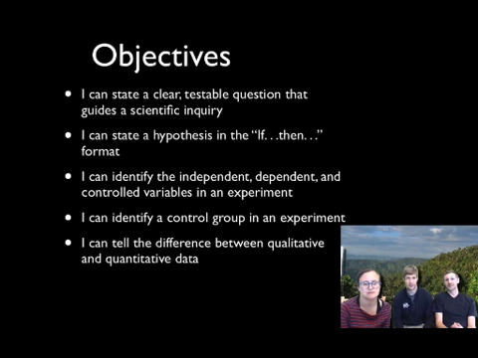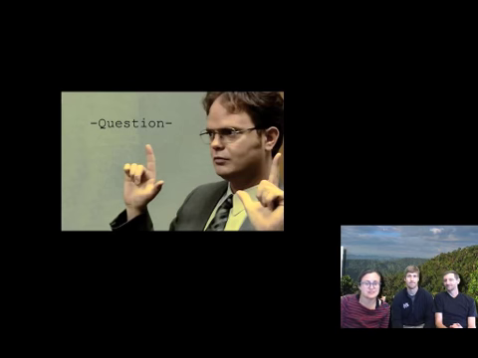You should be able to identify independent, dependent variables, also controlled variables in an experiment. You should also be able to identify the control group in an experiment. And be able to tell us the difference between qualitative and quantitative data and observations. So first, scientific inquiry almost always starts with a question or something you wonder about or something you want to find out why it happens.